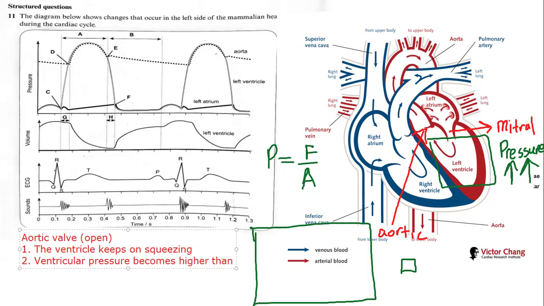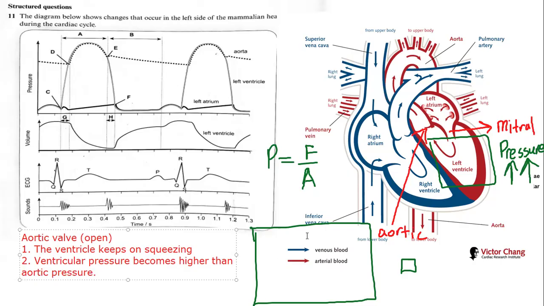Not the left atrium. We aren't comparing this anymore. The pressure here in the ventricle is already higher than this. That's what causes the mitral valve to close. It would be higher than the pressure in the aorta itself. Definitely. The ventricular pressure becomes higher than the aortic pressure.